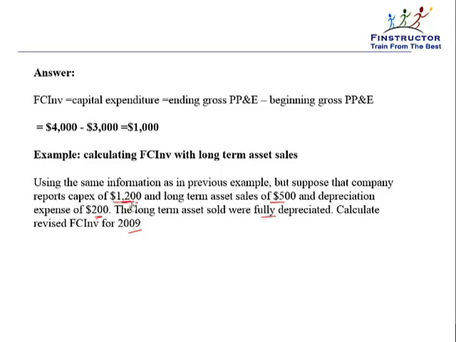So if the capex is given and the asset sales are given, then the fixed capital investment would be the cash outflows minus the cash inflows, that is equal to $700. So we didn't really need any information from the previous example in this case because the capex was anyways given to us.